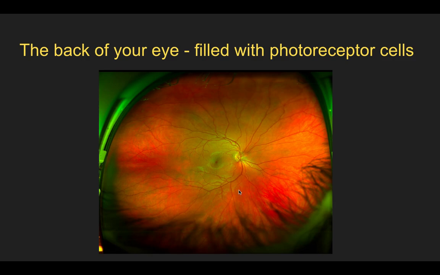In the center, you see mostly cones. Cones help you see color. And on the outside peripherals, you have mostly rods. Those are just different types of photoreceptor cells. Photo means light, and receptor means receive. So these are the cells in your eye that receive light.